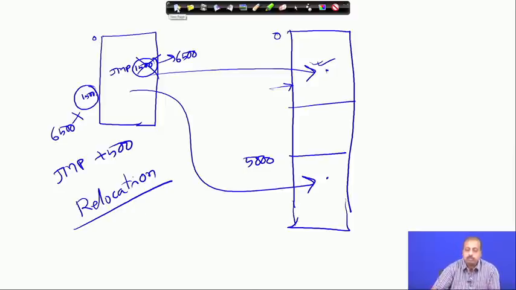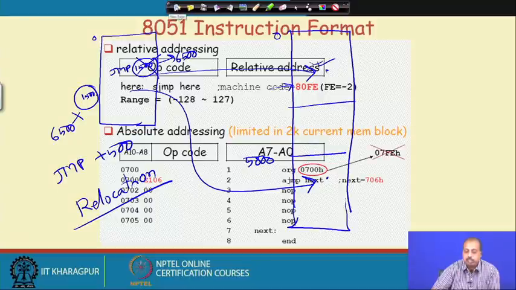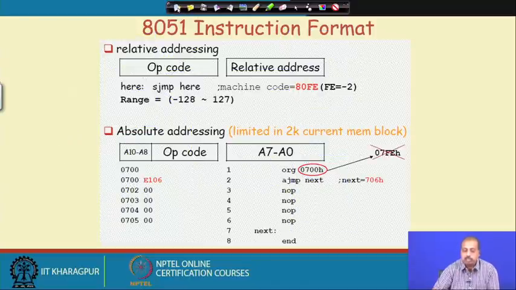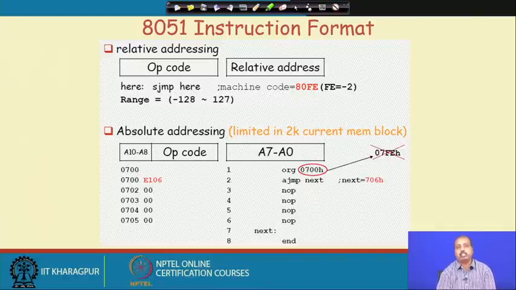So these processors have relative jumps introduced so that we can do these relocation jobs easily. When you are thinking about any complex system, we have many user programs loaded into memory, and it is not possible to ensure that a program will always be loaded from the same address.